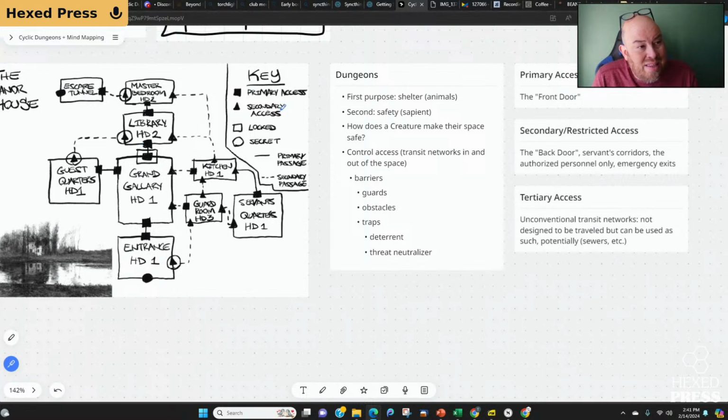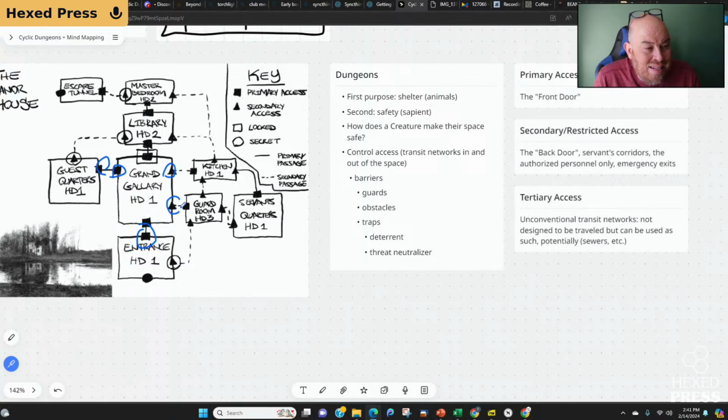And then I also have these kinds of doors, which also represent those same access points. So I did these squares for just these are your primary access points. This is where you're supposed to be going. And then for secondary access, I use these triangles.